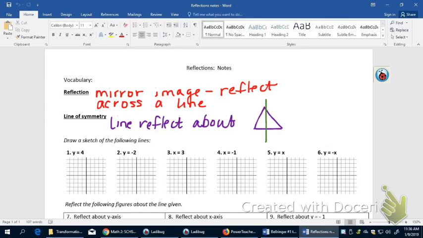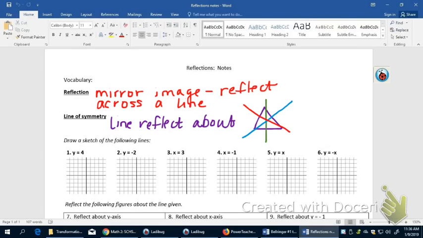Some figures have more than one line of reflection. For example, if this was an equilateral triangle, I could draw a line there, and that would also be a line of reflection because both sides would be the same. It would have to be the same size, the angles and the sides and all that would have to be the same. And if that were true, there would actually be 3 lines of reflection. There could just be one, there could be 2, or there could be more than one. It just depends. Okay?